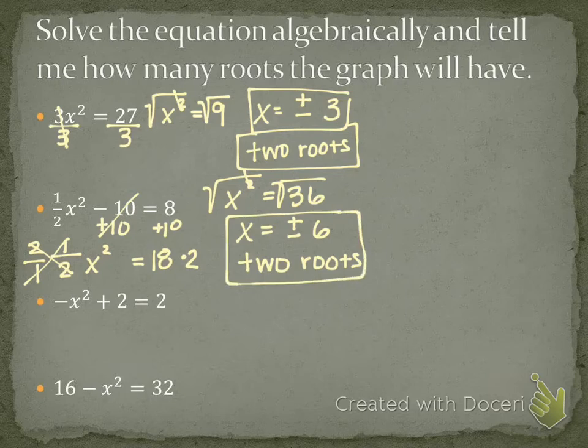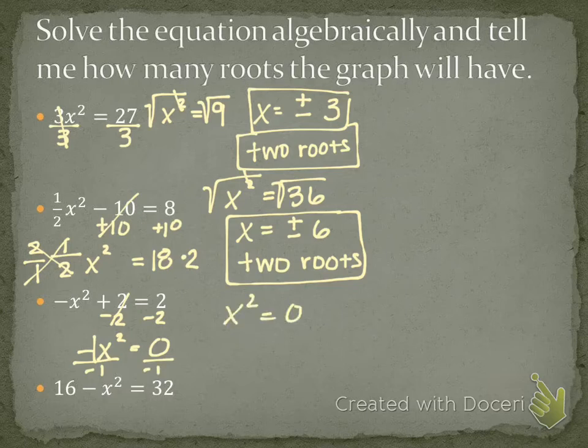Okay. Let's look at this next equation. What would I do first? Minus 2 on both sides. Perfect. Negative x squared is equal to 0. What would I do now? But there's still something in front of the x squared. What is it? Emily? A negative 1. So what do I need to do to move that negative 1? Divide by negative 1 on both sides. And I get x squared is equal to 0.